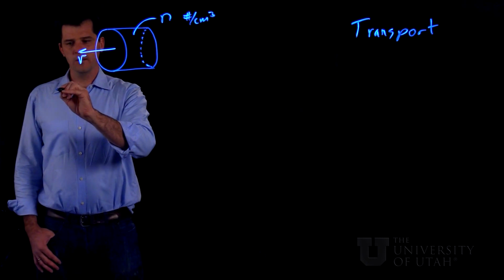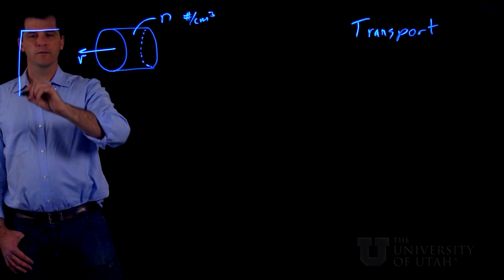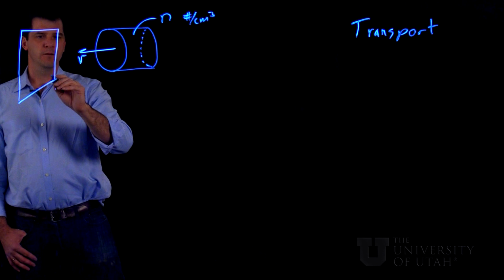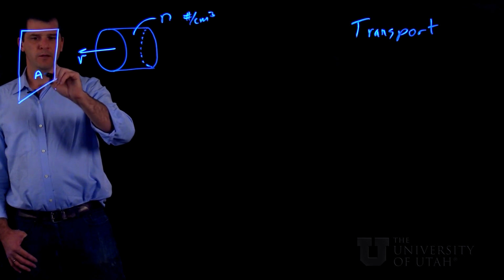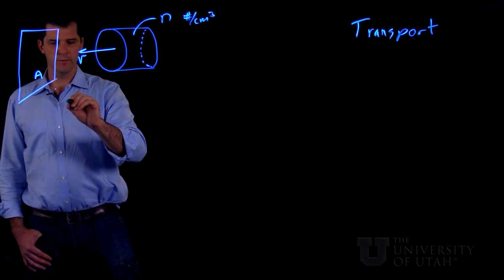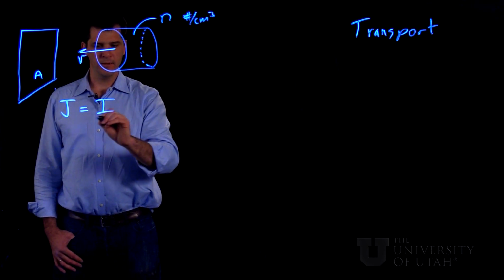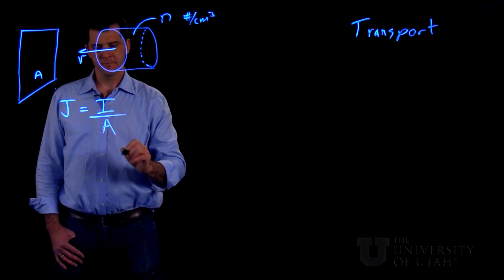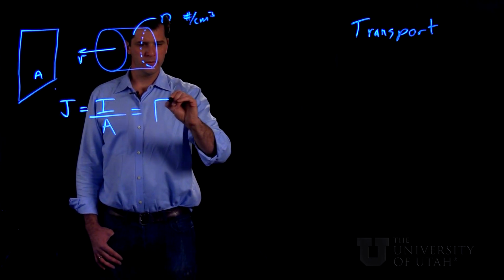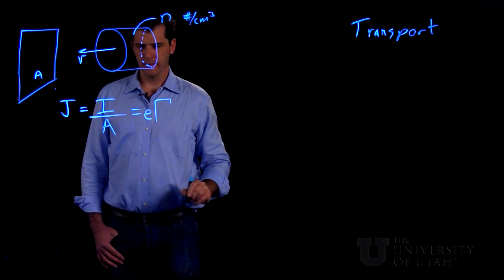So the particle flux, if we say, okay, this slug is going to pass through an area over here, we're going to say how much current per unit area is passing, and that's going to be our current density J. So that's I over A. And we can write that in terms of the particle flux, which I'm going to use the symbol gamma for, and then times the electron charge.